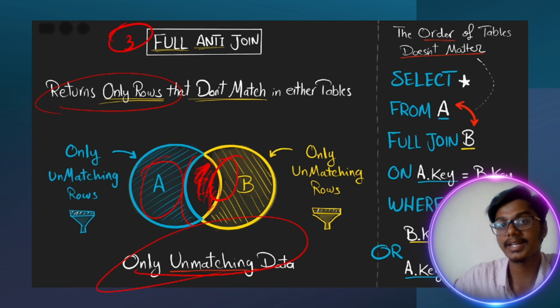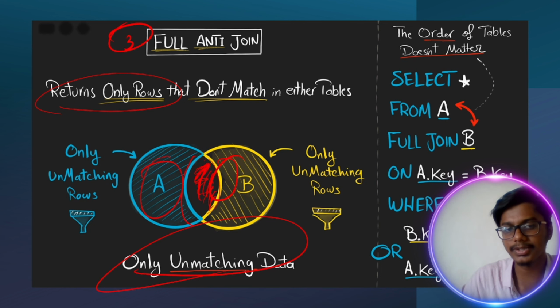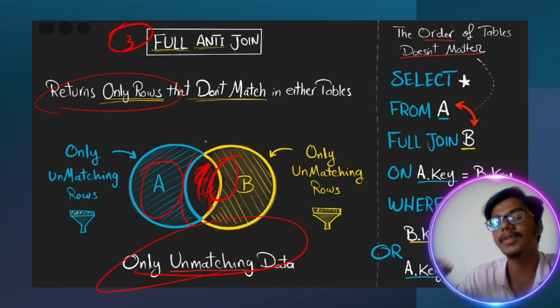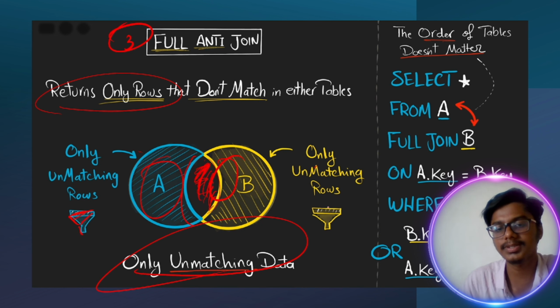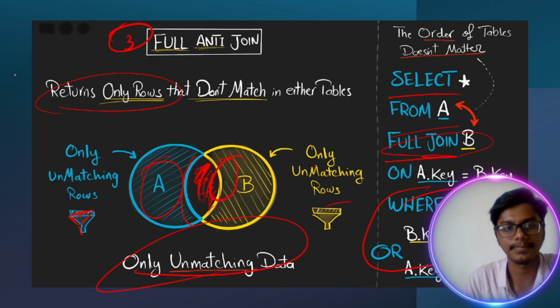It returns only the rows that don't match. I want to see only the unmatching rows. The main motive of anti is that we want to see the unmatching rows in the tables. If we select star from A, we use a full join B on the condition, with the condition where B.key is null or A.key is null.